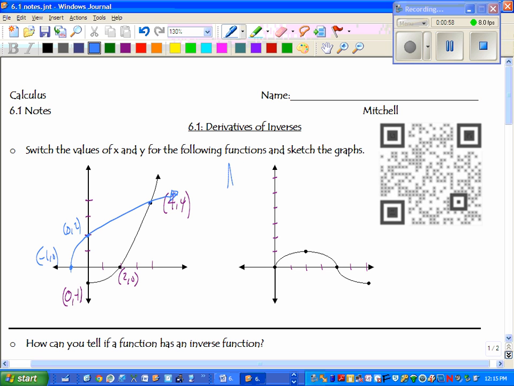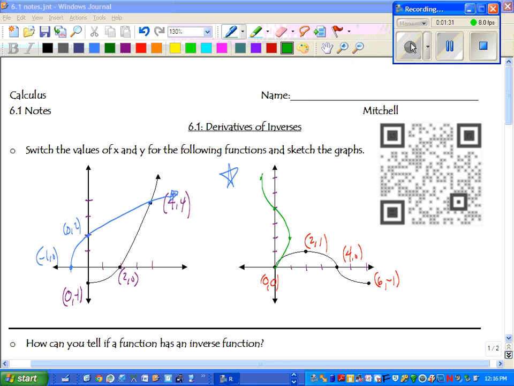Alright, I want you guys to go ahead and do this one on your own. Switch the x and y's and sketch the graph and see what you get. Okay, so you should get a graph that looks like this.